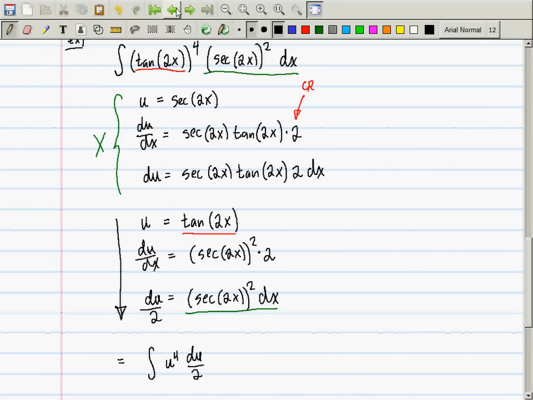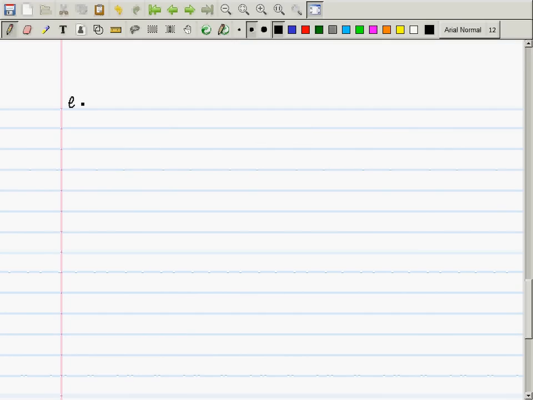Okay, so one other kind that is interesting is, how about this one? How about the antiderivative of something like x over the square root of 2x plus 1 dx?